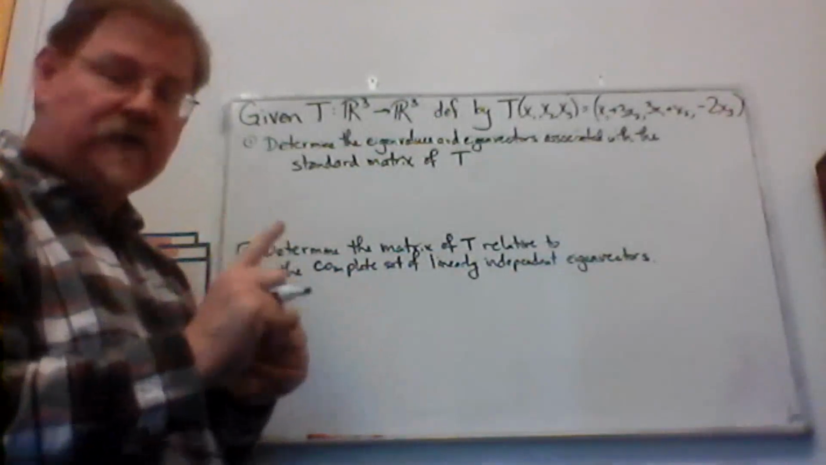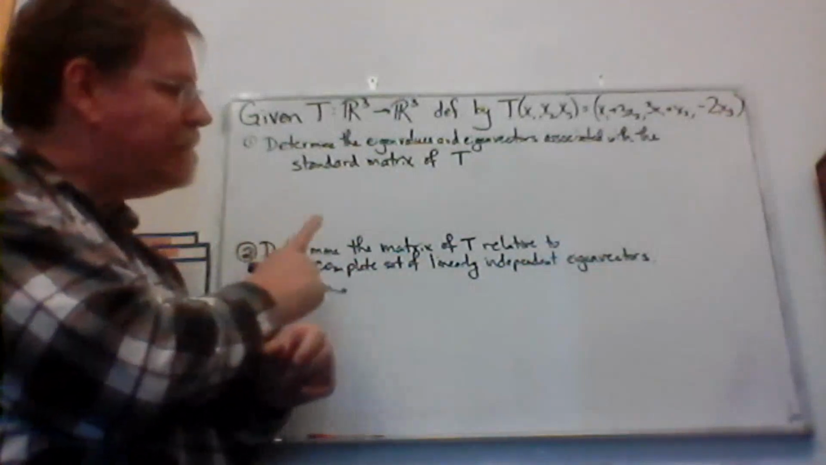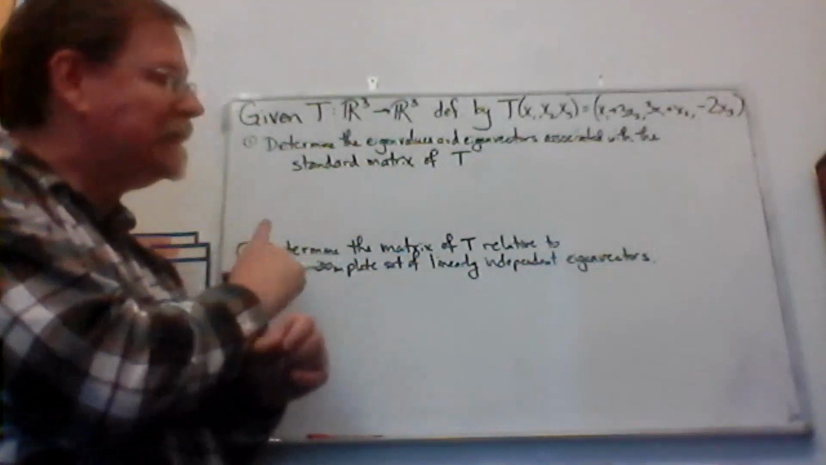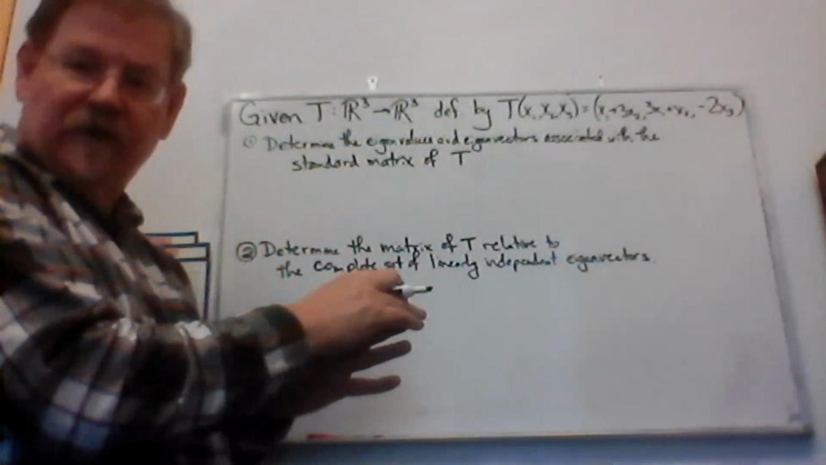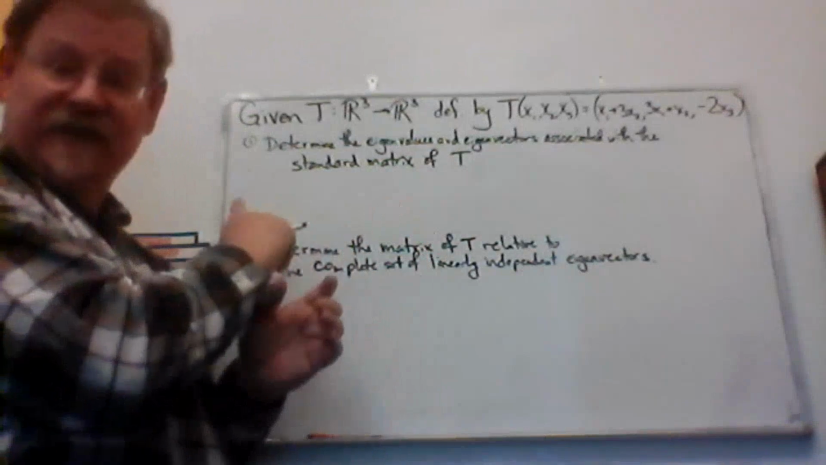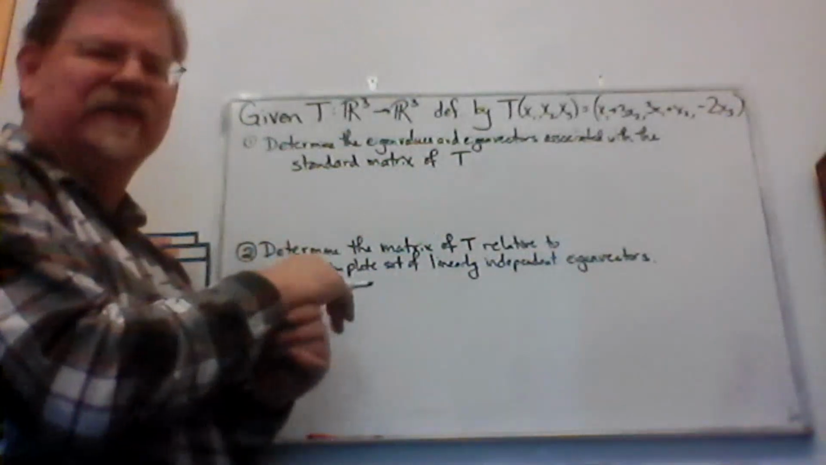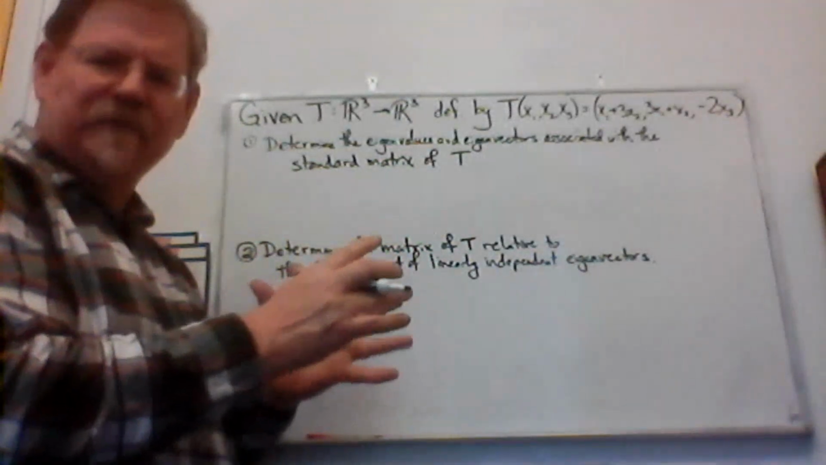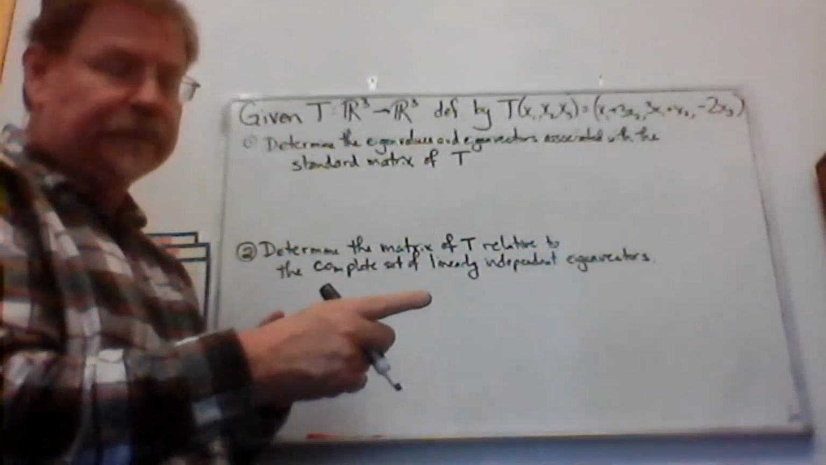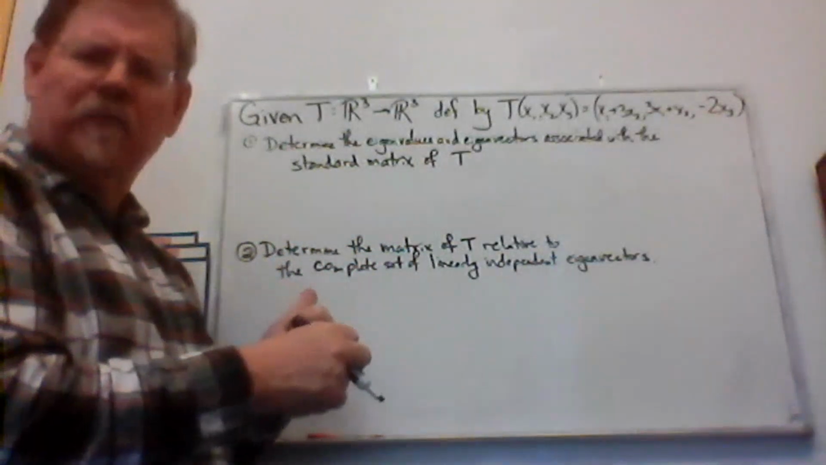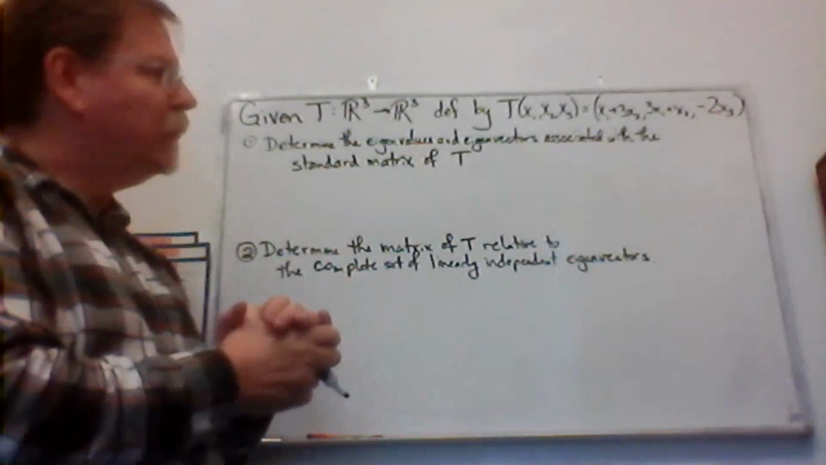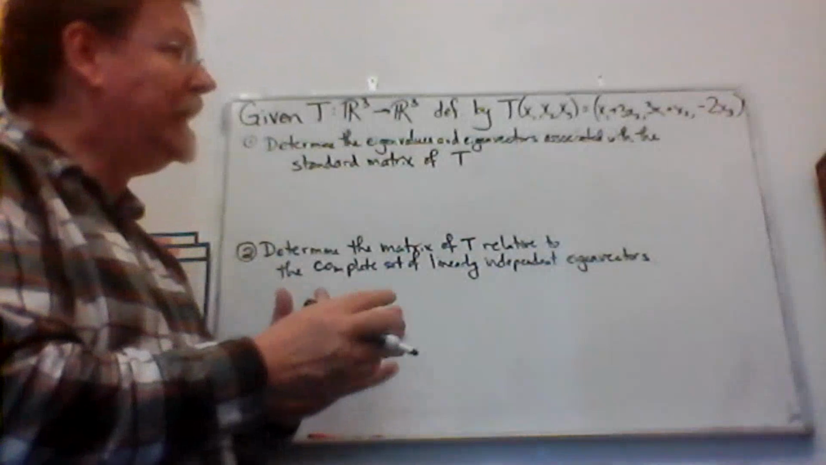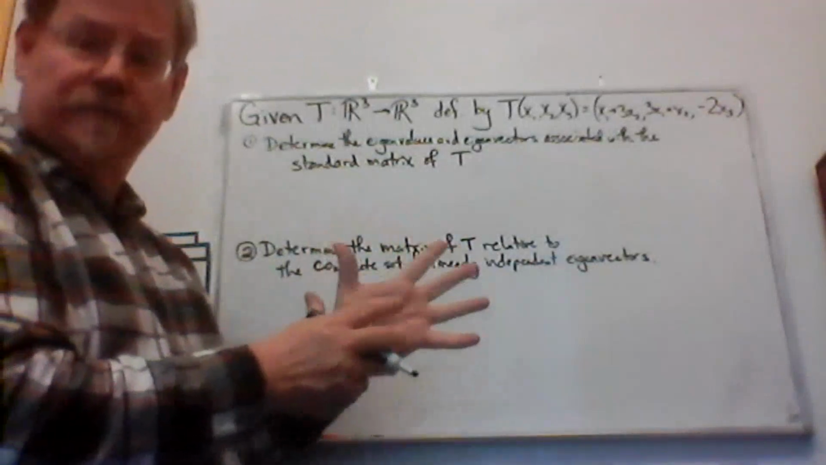And then once we do that, we want to determine the matrix of T relative to the complete set of linearly independent eigenvectors. Right? Actually, this is very similar to an example that is the very last example from chapter 7, section 1. And there are a couple of homework problems from 7.1 that are similar to this. So the first thing we need to do is get that standard matrix.